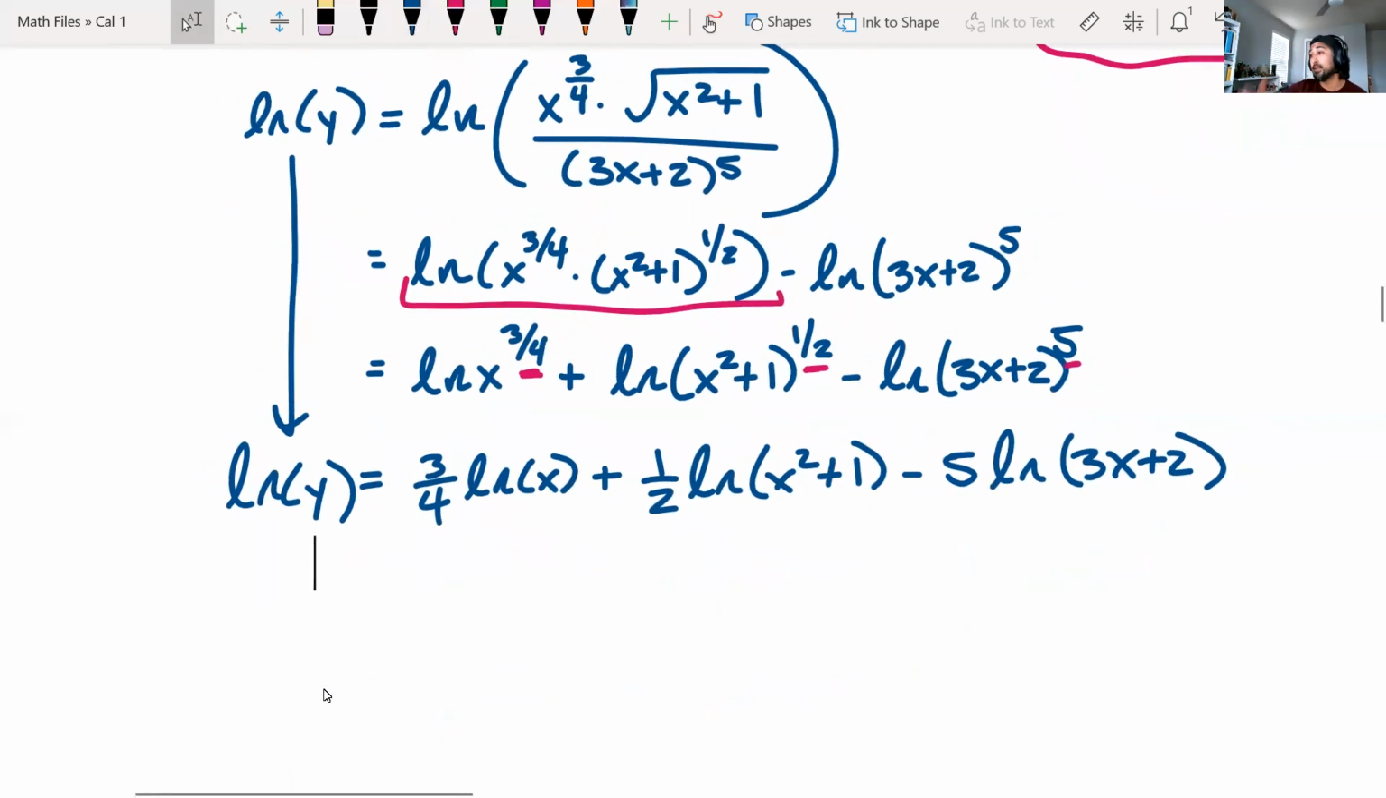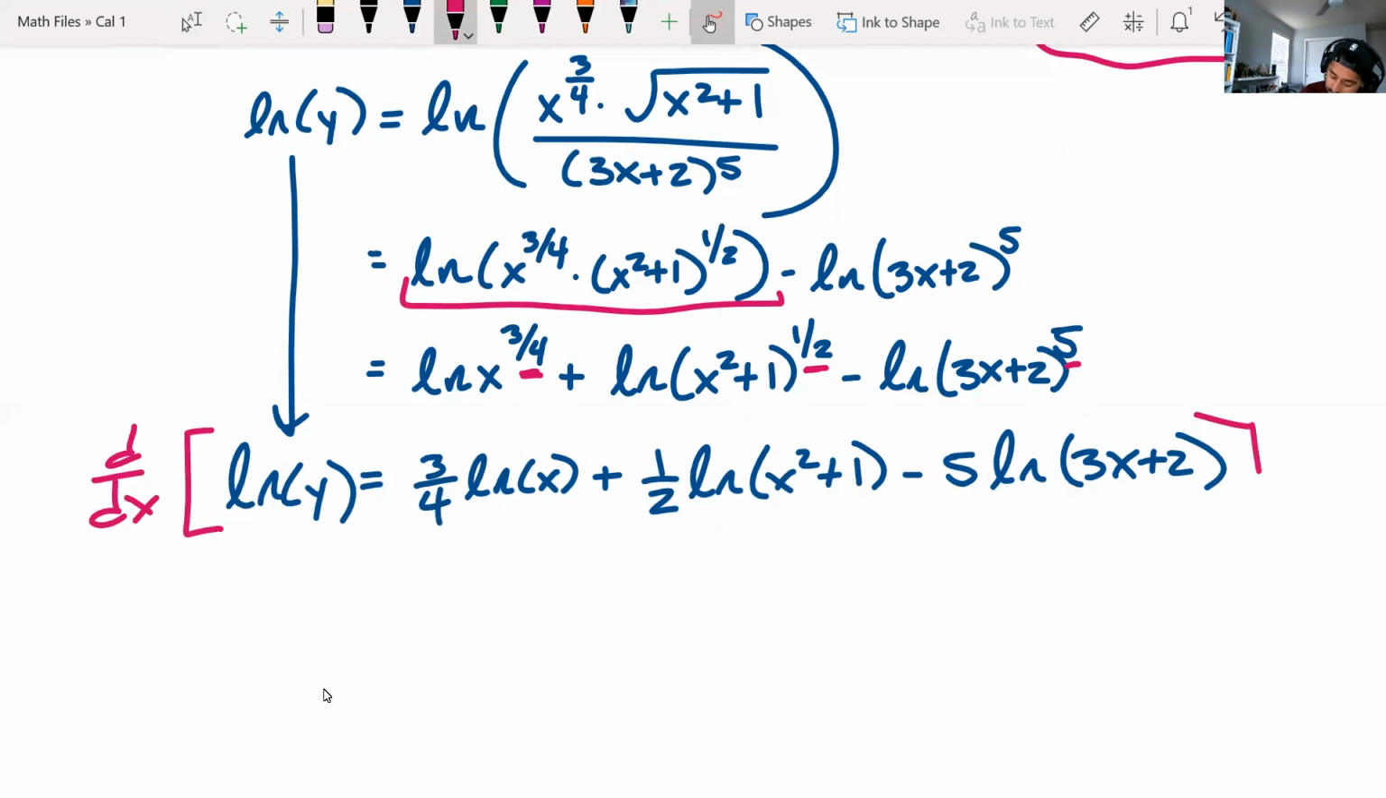We have simplified everything by the 3 logarithmic rules above. So now we take the derivative with respect to x on both sides. So I'll just say d over dx everything.